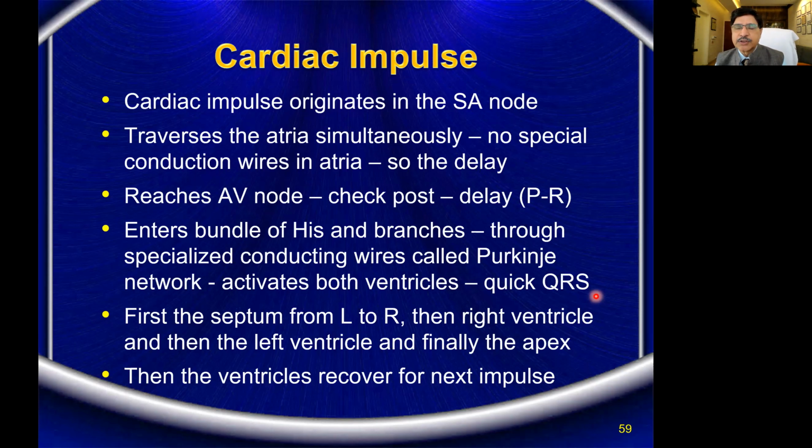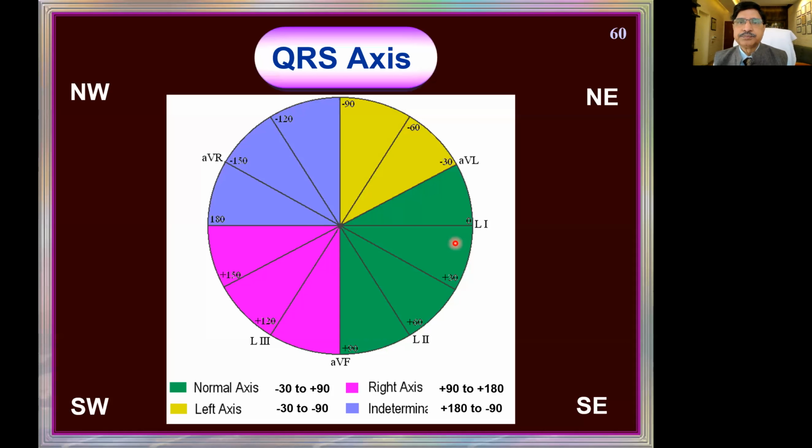If the QRS is wide or bizarre, it suggests that the ventricle is activating on its own, or there is a bundle branch block. First the septum from left to right, then the right ventricle, then the left ventricle, and finally the wave reaches the apex. All of this happens very quickly in a span of 0.08 seconds. Then the ventricles recover for the next impulse. That recovery is the T wave.